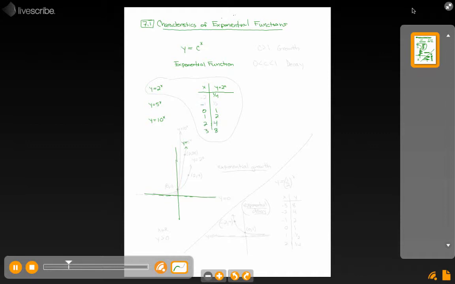2 to the negative 1, if you remember your exponent rules, is a half. 2 to the negative 2 is 1 over 4. And so what I'll have, if you draw some points and connect the dots, you end up with a curve looking something like this. And it does go through the point 0, 1. We could also label one of these other points, maybe 2, 4, since I'm not on graphic here, so you can see what we're looking at. So there's y equals 2 to the x.